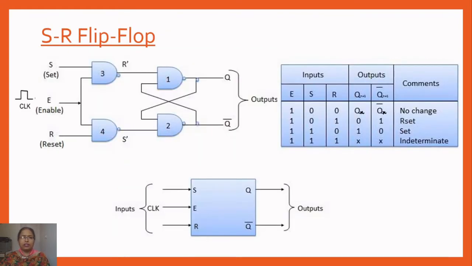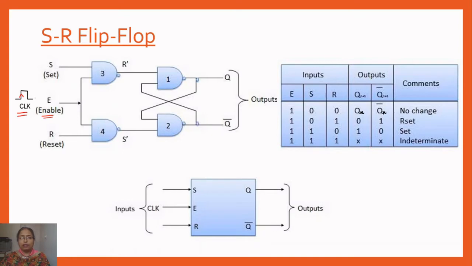Next, starting with the SR flip-flop. As you can see in the SR flip-flop, we are using 4 NAND gates. In place of NAND gates, we can also use NOR gates. This clock is used as the enable pin for this flip-flop. If the clock is used as positive edge triggered, then at the positive edge the flip-flop will be enabled to work. So it will operate in the case of positive edge only.